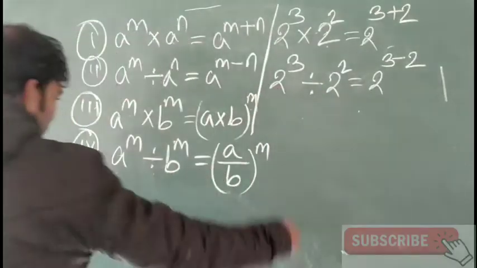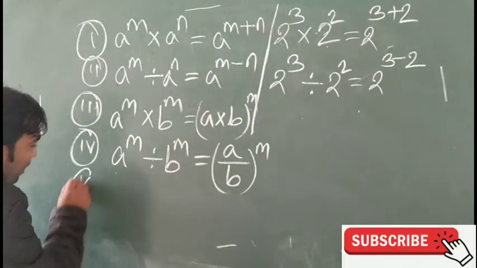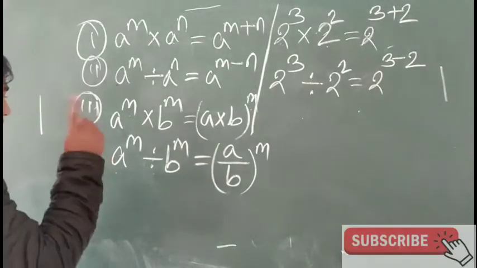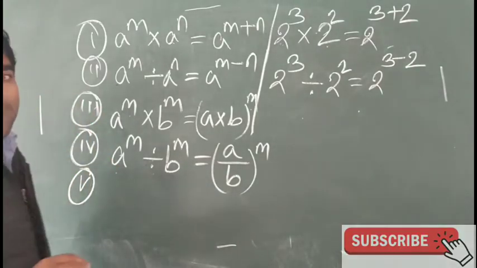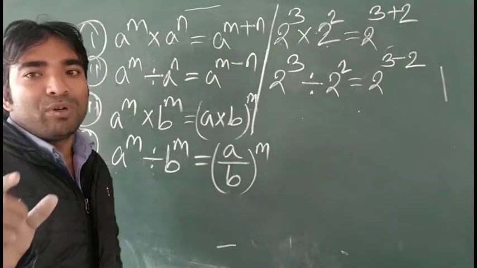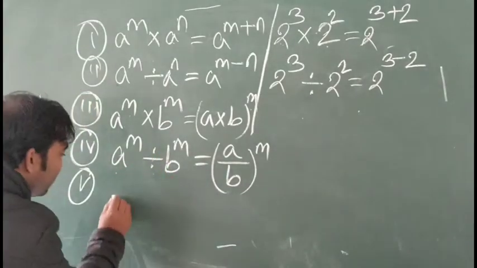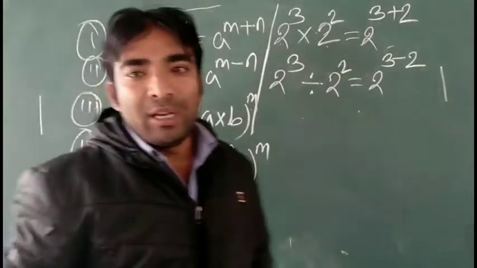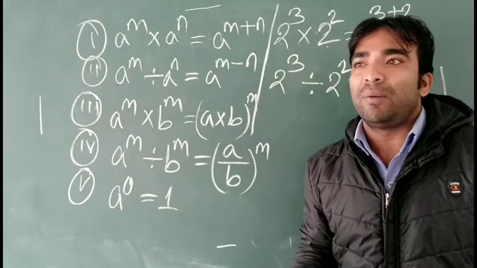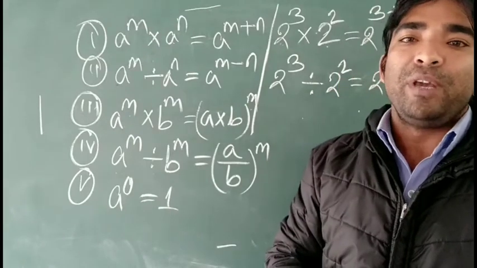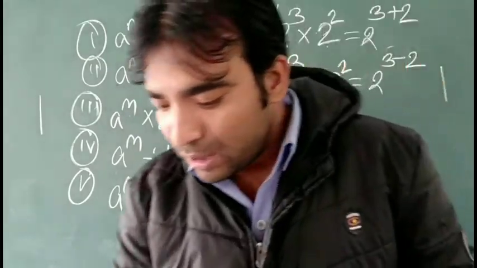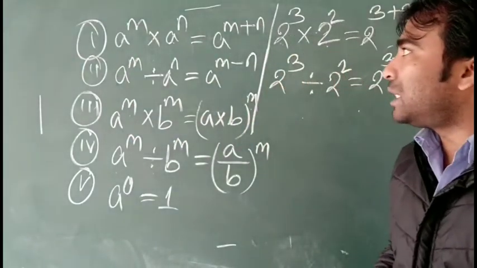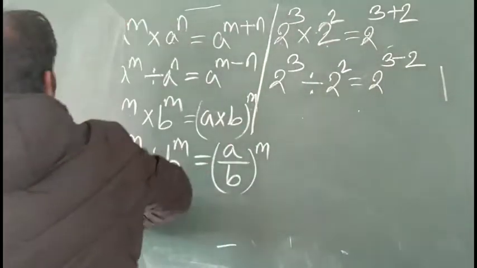Now one more thing you have to remember: in case of exponents or powers, anything to the power 0, the result will be 1. That is, a to the power 0 equals 1. Similarly, 2 to the power 0. Any number to the power 0, the result will be 1. So these are the basic formulas for dealing with exponents and powers.